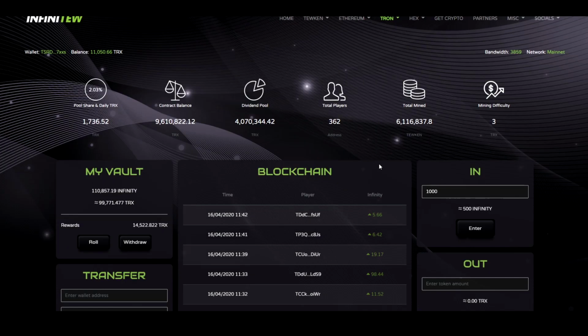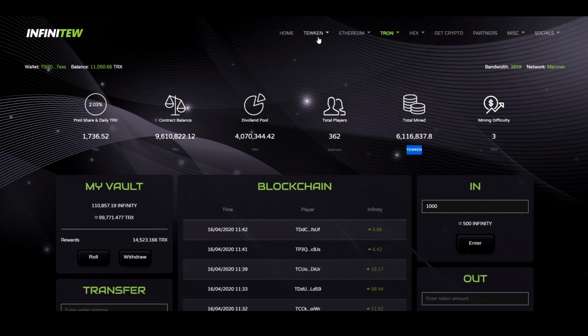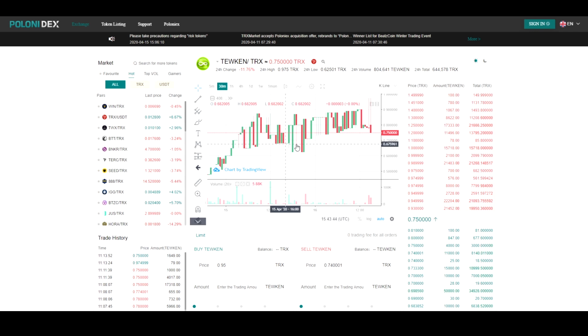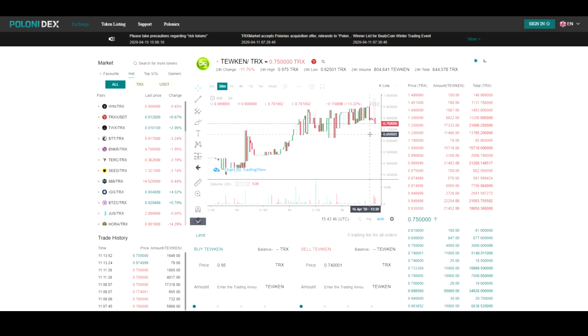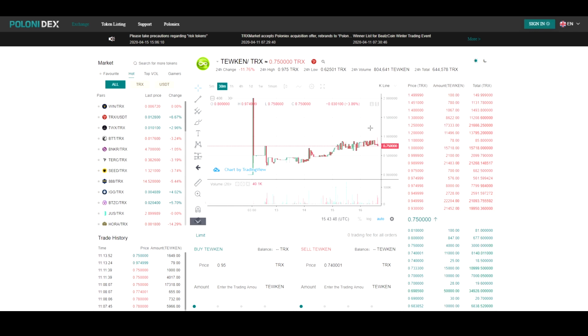Whenever you enter, exit, or roll, you mine Tewken. Tewken is a TRC20 token, and it can be traded. You can see its price by clicking on exchange. As of today, it's worth about 0.75 TRX.